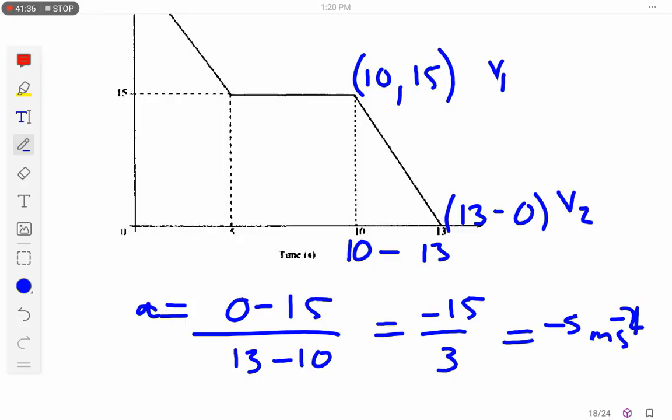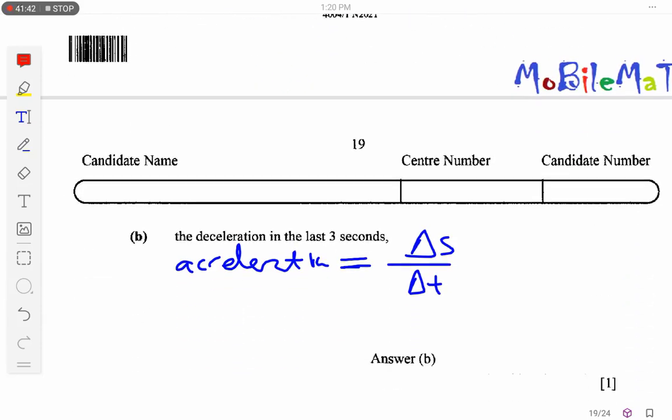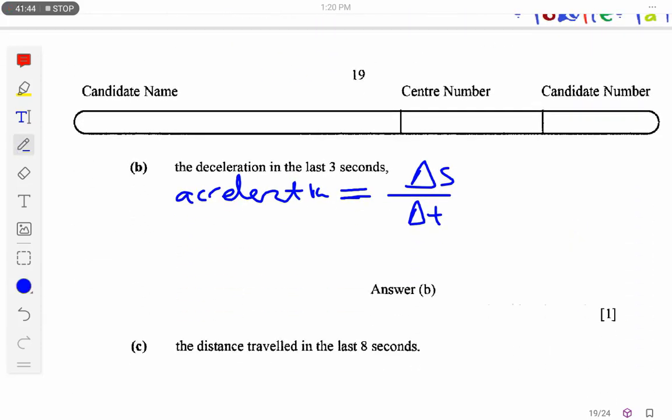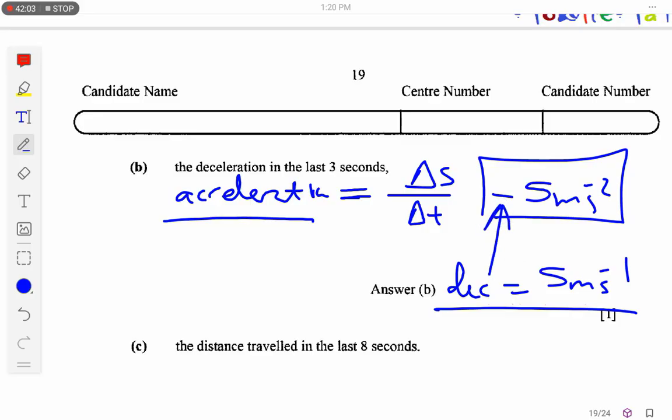When I get a minus, it is just showing me that it is deceleration, because we were using the acceleration formula. When we get minus 5 meters per second squared, it shows that it is deceleration. So you can say deceleration is equal to 5 meters per second squared. You don't have to write the minus because the minus is accounted for by the word deceleration.